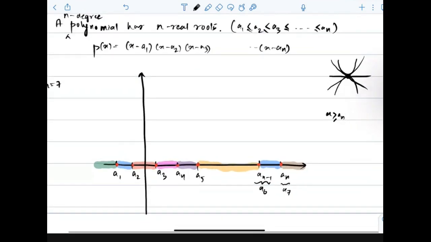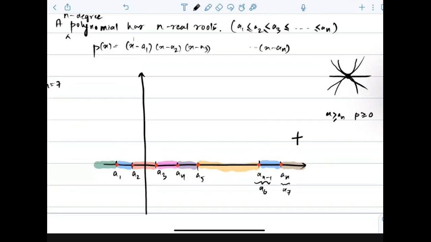The functional value p will always be greater than or equal to 0, right? You understand? Since all of them, if you put x in place of x, it's an minus a1, an minus a2, all of them are greater than or equal to 0. Hence this is greater than or equal to 0. So it's positive here. So you can write positive here, right?